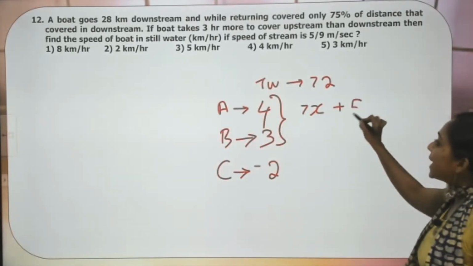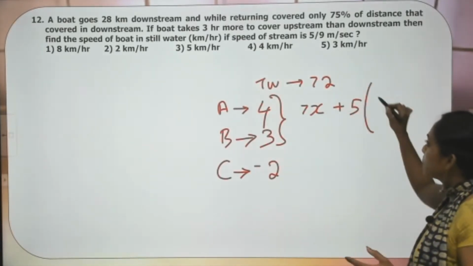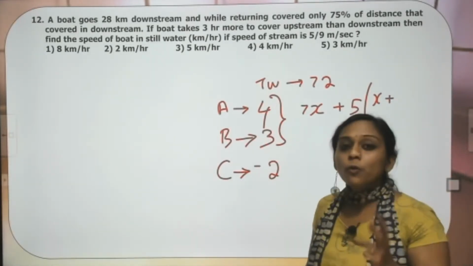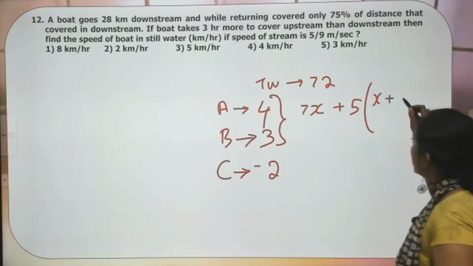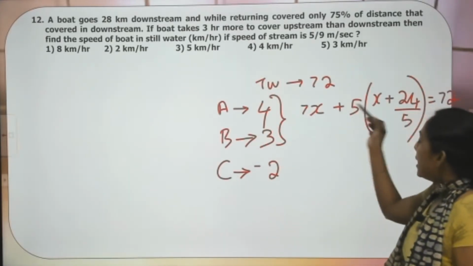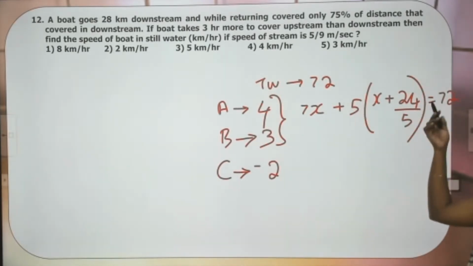So that is 5 into, what is the time? Time given was x plus 4 by 5, it was given in the question. So 4 by 5 is actually 24 by 5. Okay, and here the work is said to be completed. So the total work is completed here, 72. Okay, next I am opening the bracket. So here it will be 7x plus 24 by 5 into 5 is 24 itself.